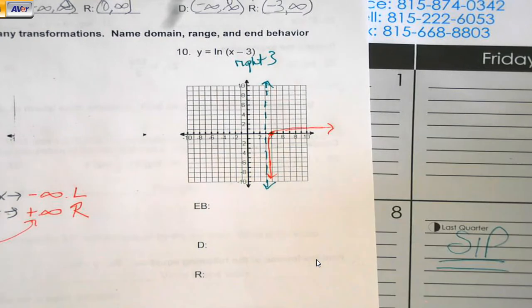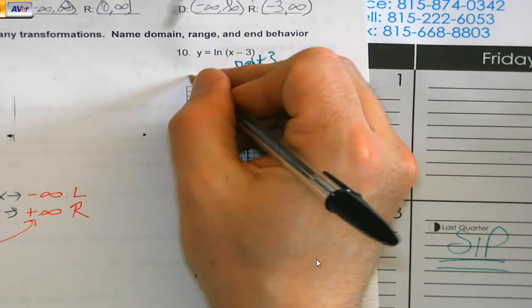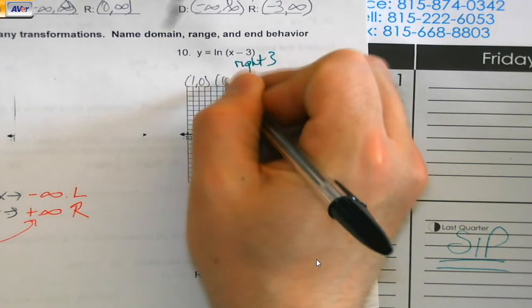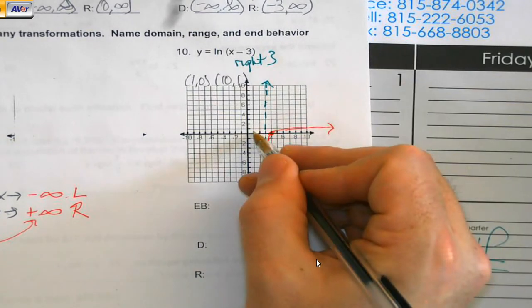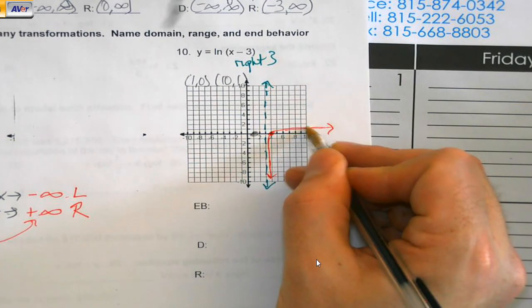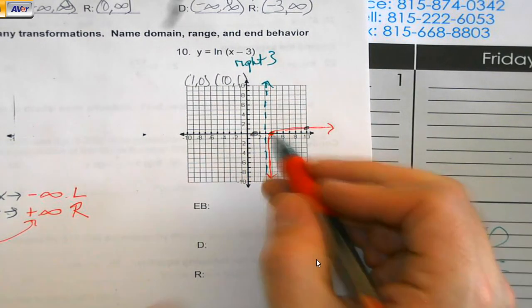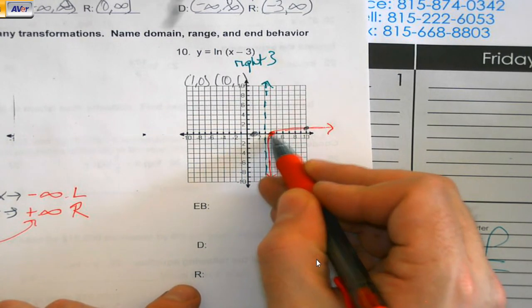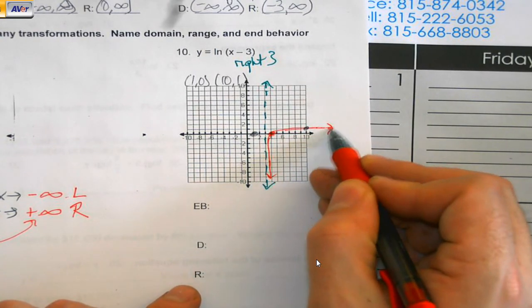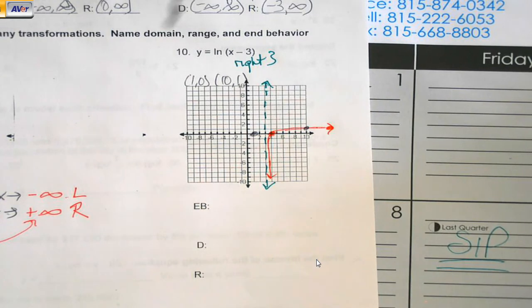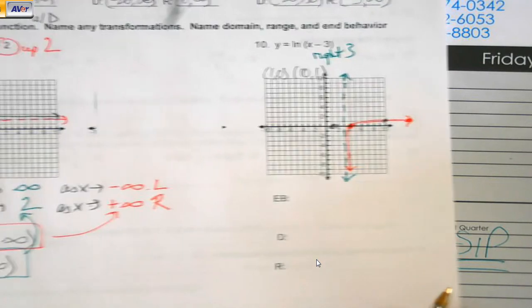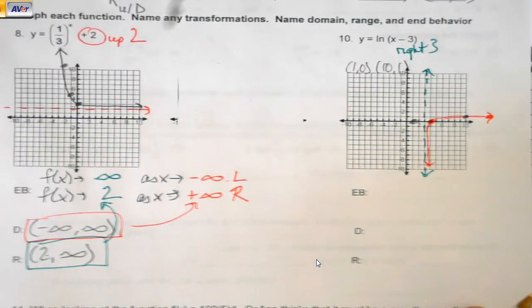And I can get that on. Now, if you wanted to use your points, again, 1, 0, and 10, 1. I'd plot those, and then I'd move right, 1, 2, 3. I'd move right, 1, 2, 3. Okay, so both are going to work. You just got to pick one.